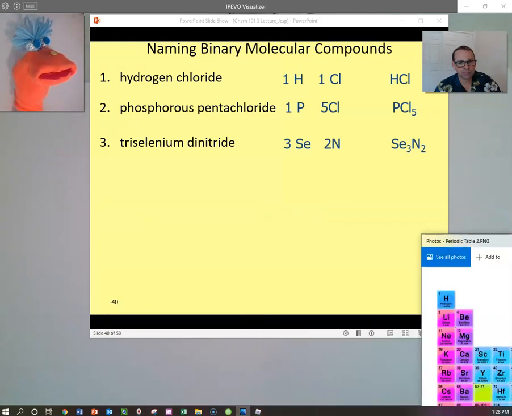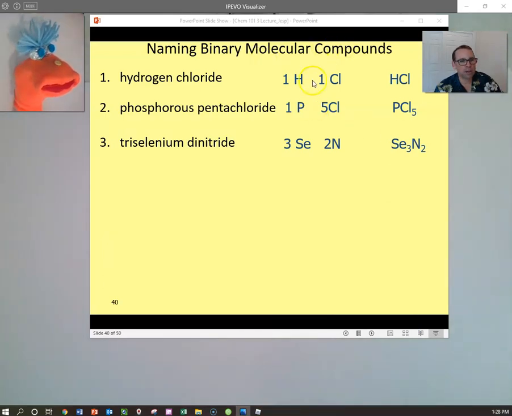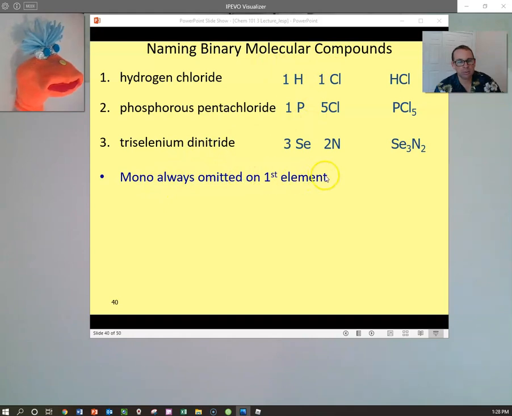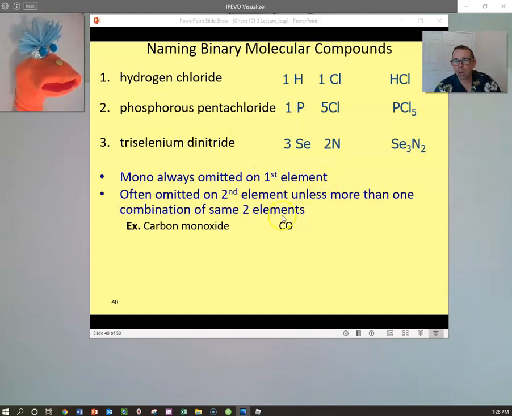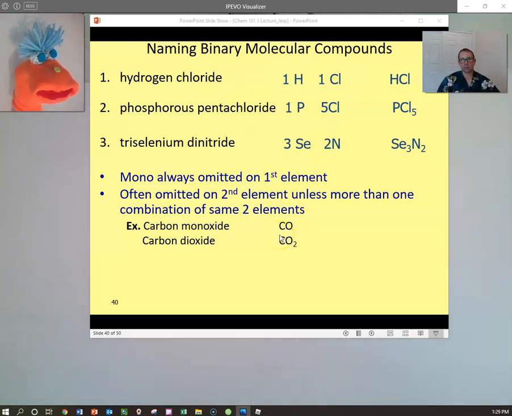Okay? So with our binary compounds, we use the mono, di, and tri. The mono is pretty much always eliminated except for something like carbon monoxide. You've heard of carbon monoxide and carbon dioxide. So that shows us a good example of why we need these prefixes when naming molecular compounds, because there are multiple ways in which these nonmetals can come together, but not for ionic compounds.